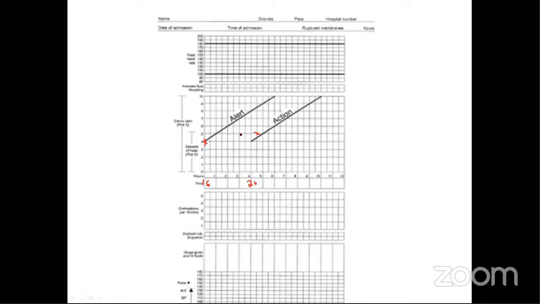So whenever you see that the cervical graph is falling to the right of the alert line, that is the time when you need to intervene. And that's the third option that they have mentioned, showing that some intervention is necessary for this patient. So this is how you need to understand. I hope it's clear to you. Yes, ma'am. Clear, ma'am. Right.